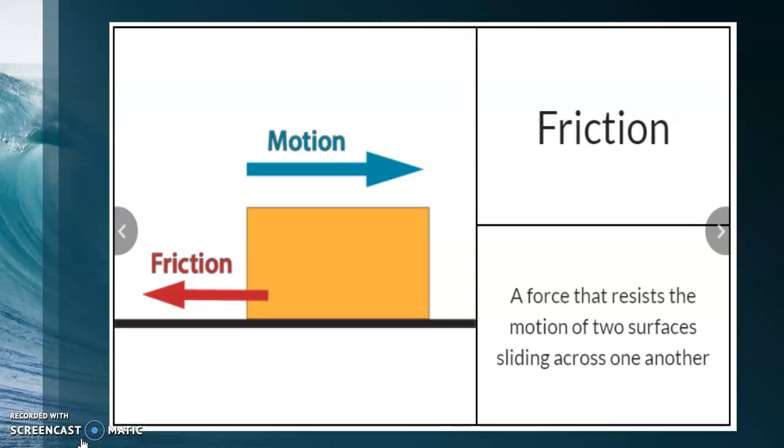The next one you will write down is friction. A force that resists the motion of two surfaces sliding across one another. So you have in the picture motion going one direction and friction is going in the opposite direction. I always like to think of my gym shoes on the floor if I'm running and I go to a stop. That friction is the rubber on the bottom of my shoes rubbing against the floor, causing me to stop. So write friction, a force that resists the motion of two surfaces sliding across one another.